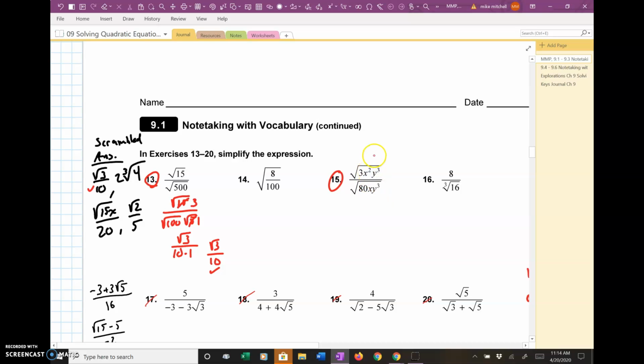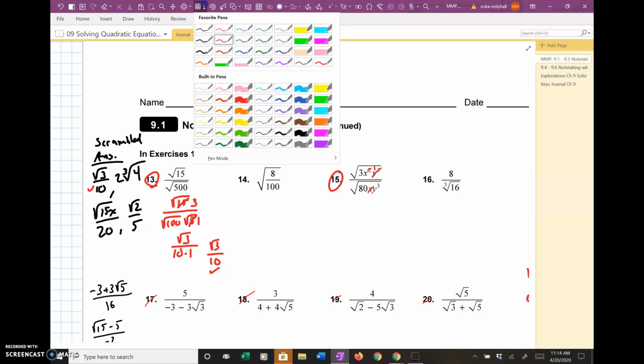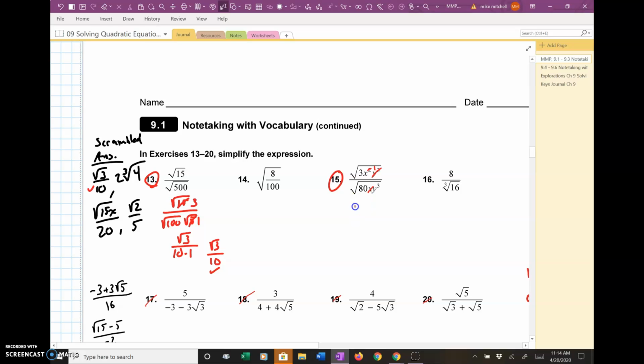I'm going to use some slightly thinner pens on this for a second. So that goes, that goes, that goes, that goes to 1. So I have square root of 3x over, I forgot my y cubed went to 2, I don't know what happened to that, over square root of 80. Square root of 80, you can list out all those factors if you want. I always start 1 times 80, 2 times 40 and go through it.